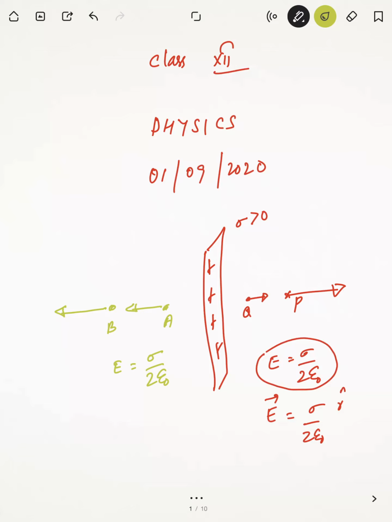If it is the right side, with sigma greater than 0, the direction is toward the right. And on the left side, the direction is toward the left. This is for sigma greater than 0, which means the sheet has positive surface charge density. If sigma is less than 0, then the field is perpendicular and directed toward the sheet. So we have to extend this application. Instead of one sheet, suppose we use two sheets, and then find the electric field in the different regions.